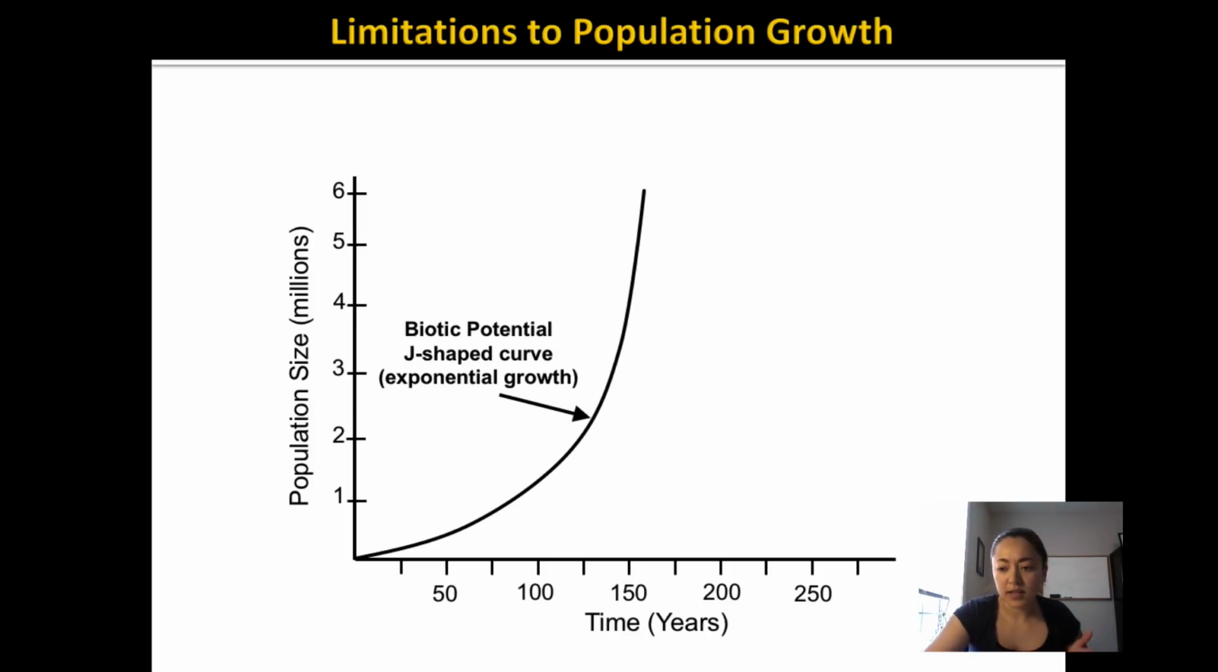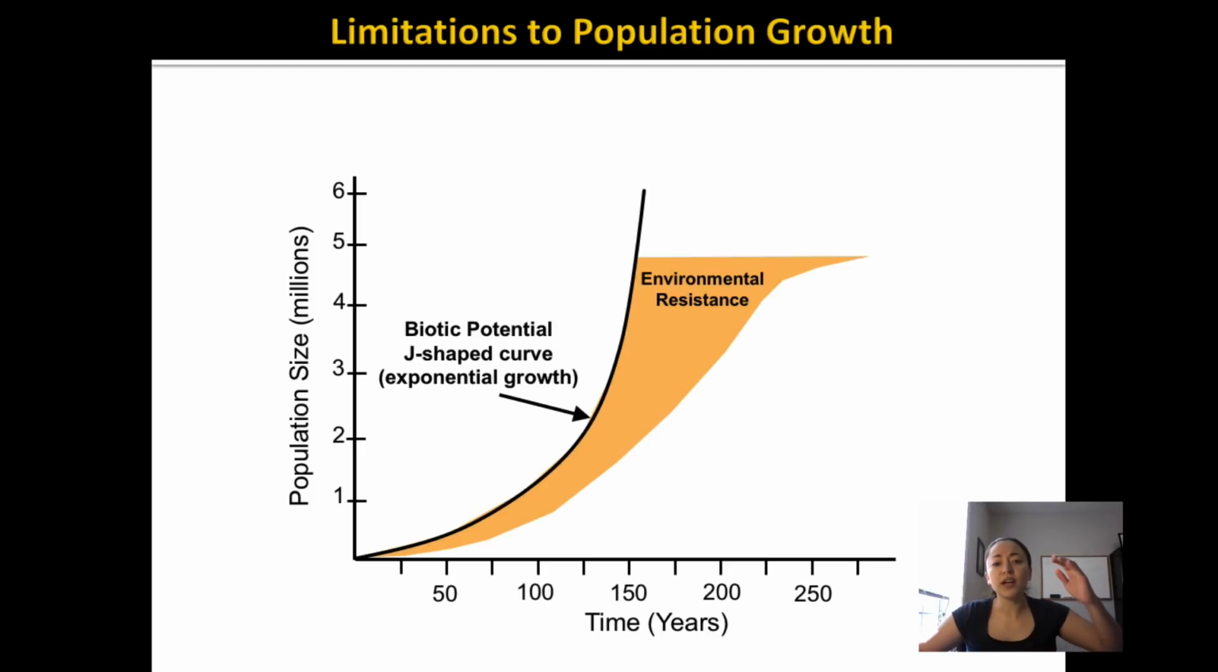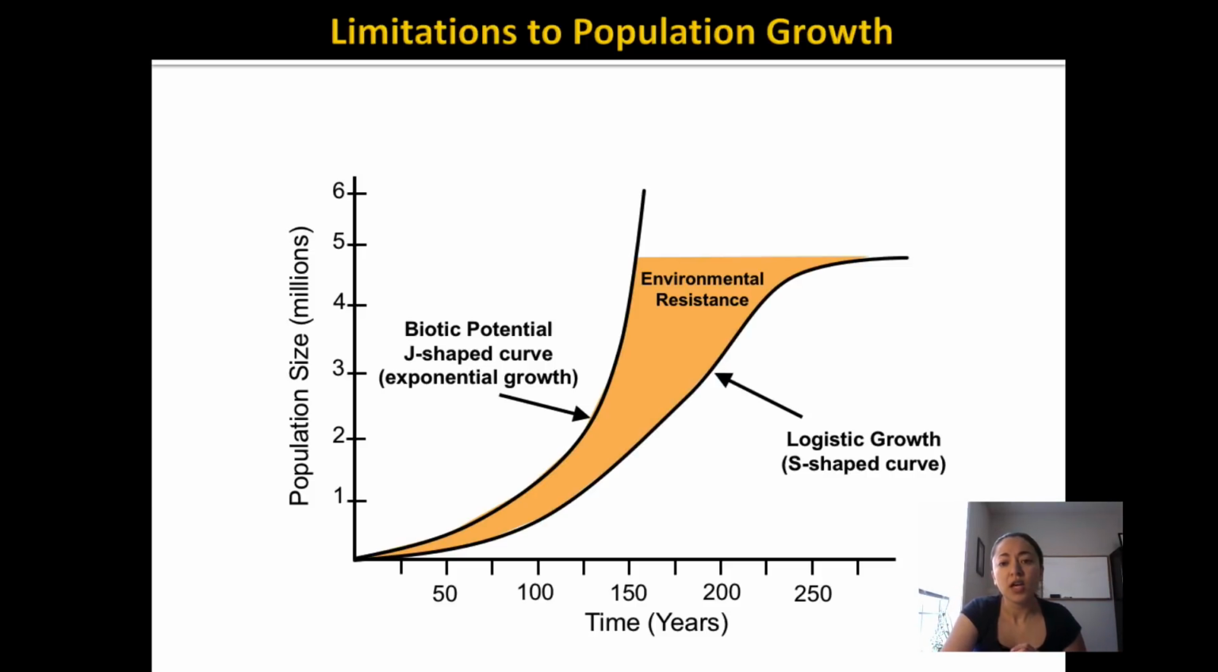And if we look at this biotic potential curve here that I showed you before, if we look at how environmental resistance is affecting this population, it will actually put pressure on the population and pressure on their growth. And that would lead to our logistic growth curve that we saw before. Notice that the logistic growth curve grows exponentially, but then it starts to slow down, and eventually it will start to level off. And the location where it levels off is what we call the carrying capacity.